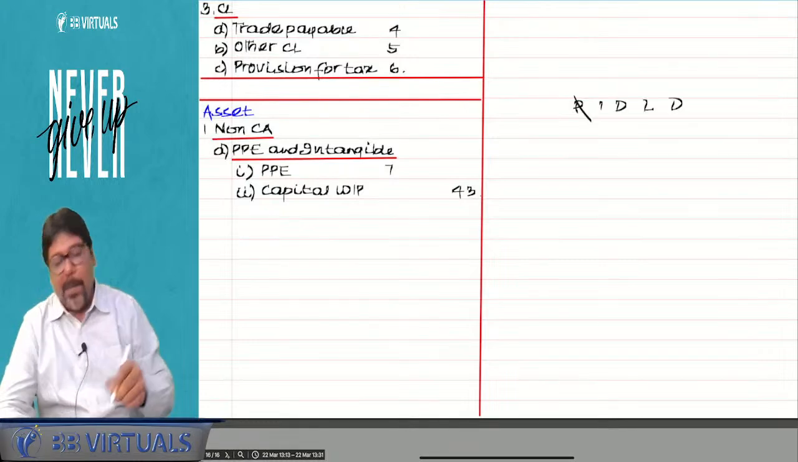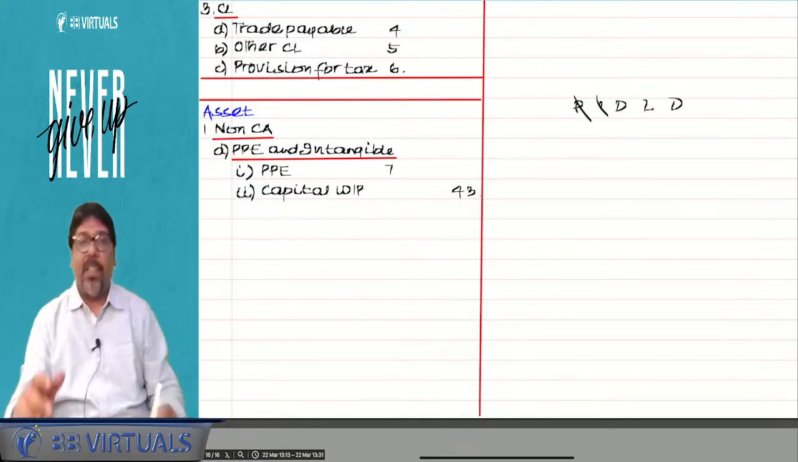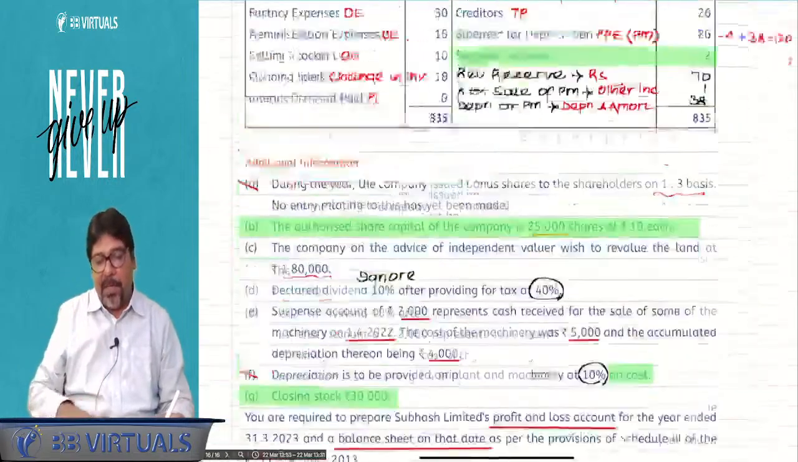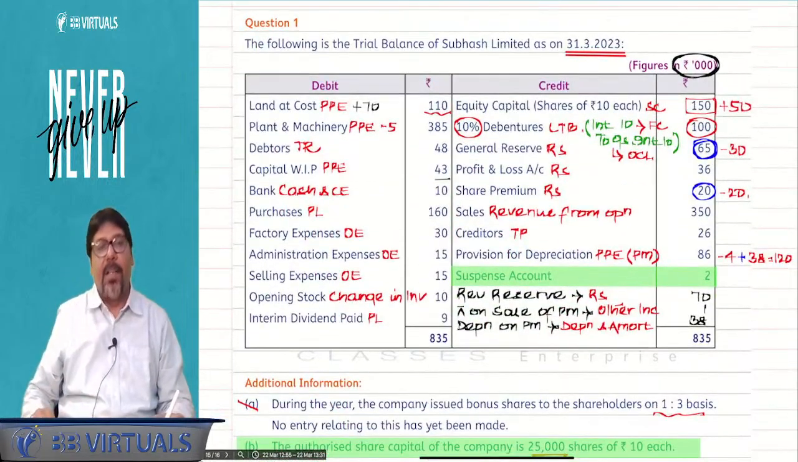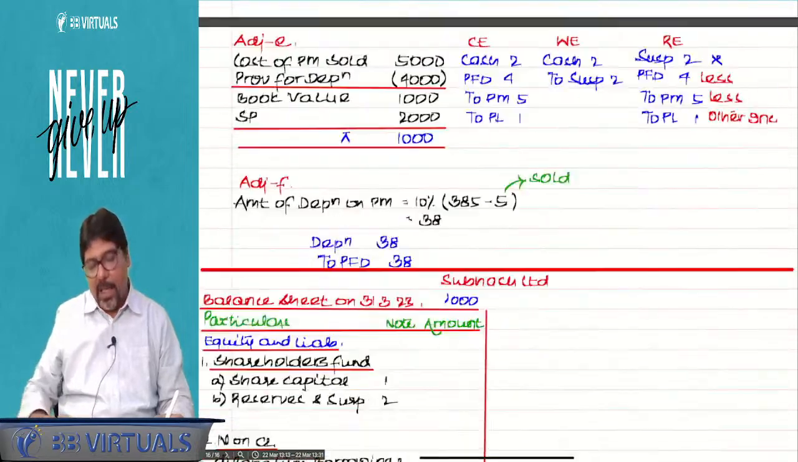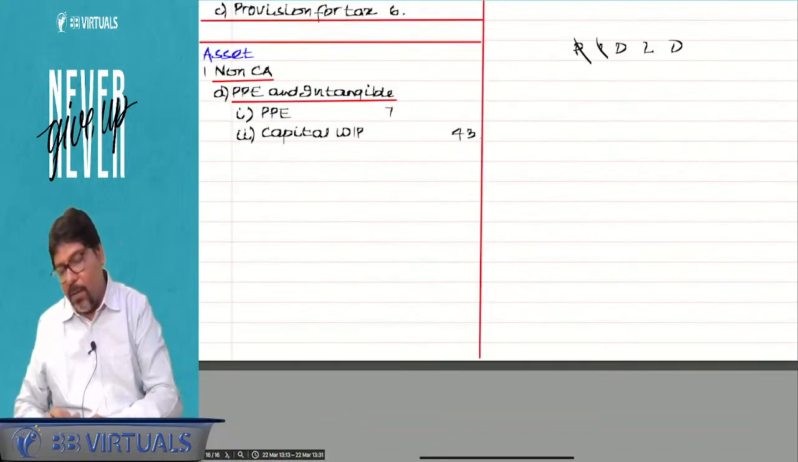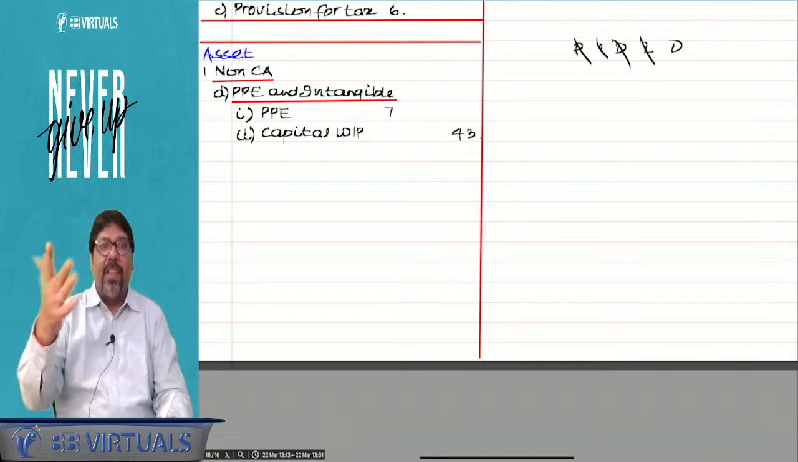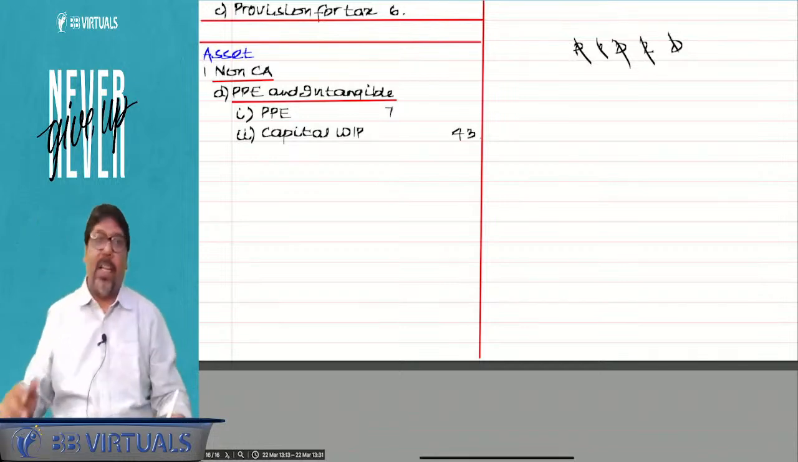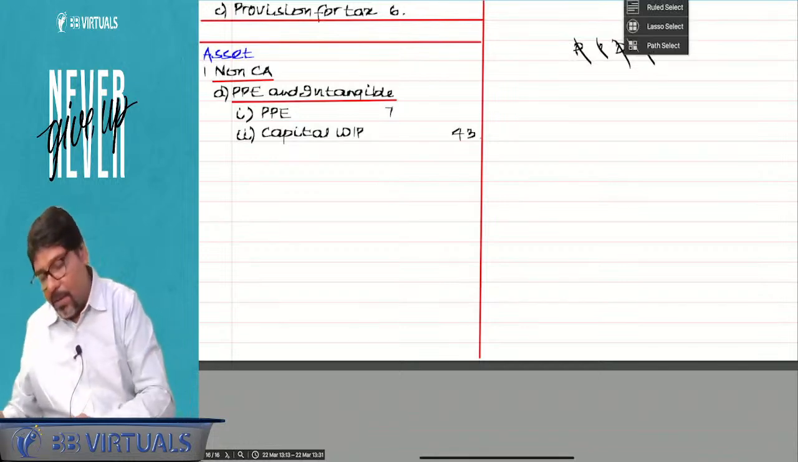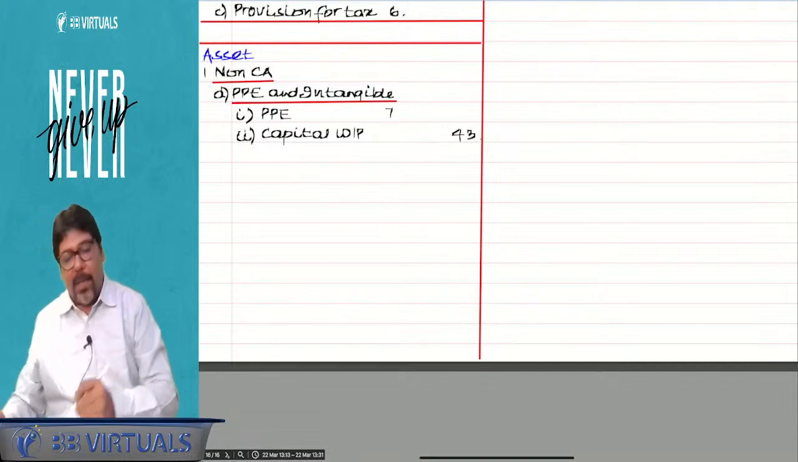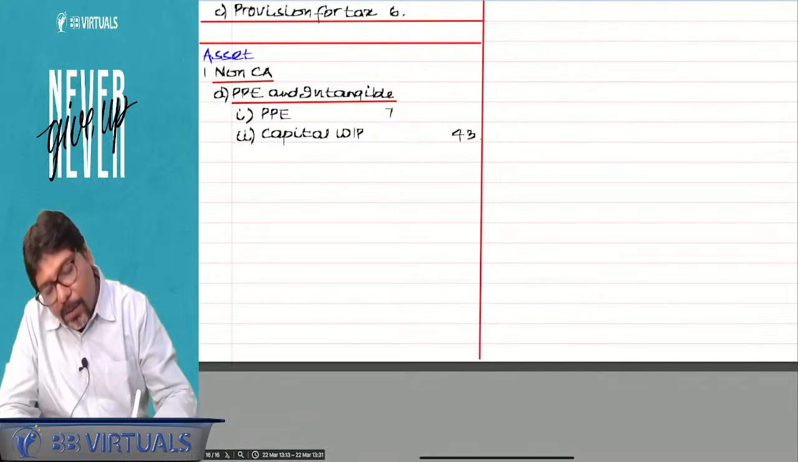Then it is PIDLO. P is PPE over, I is investment. No investment, only in trial balance. You can check. No investment. Then deferred tax. Not there. Loans and advances. Have we given loans? No. Other non-current assets, that is long-term deposits. Nothing is there. So directly we'll go to current assets.